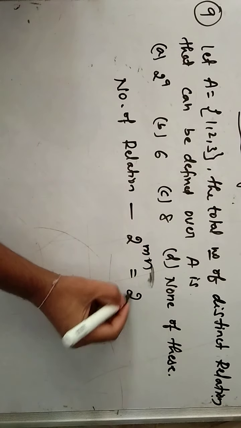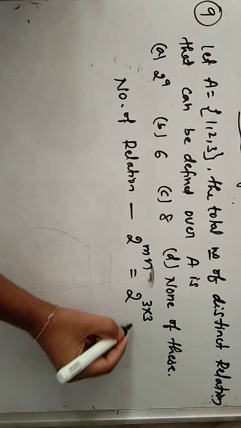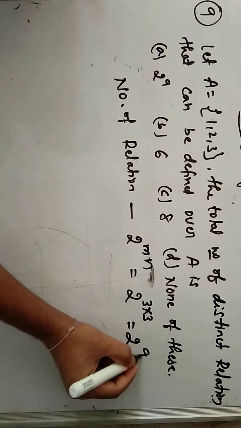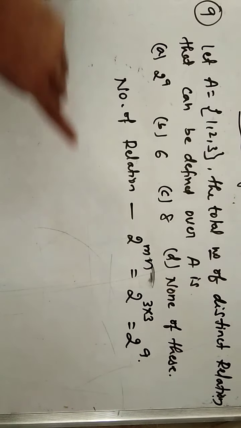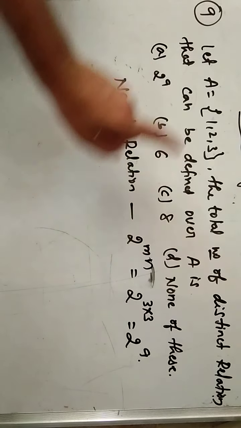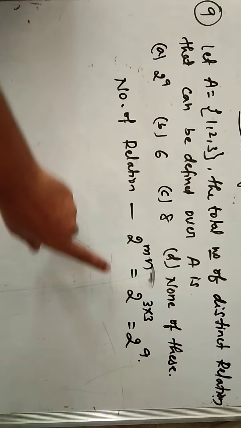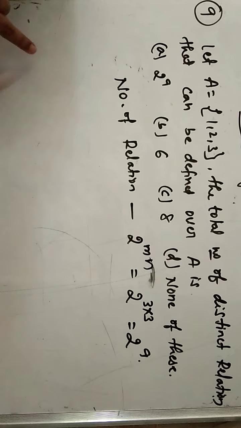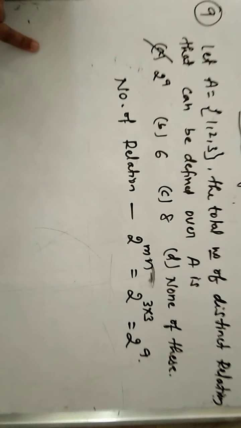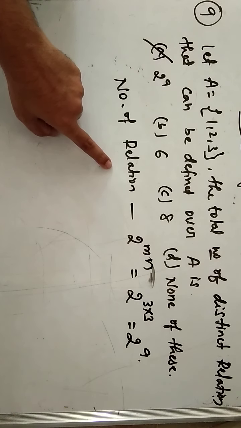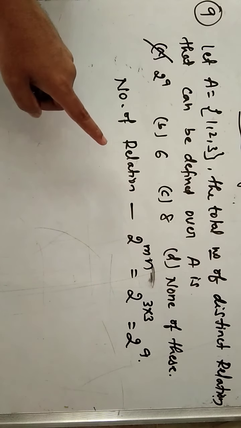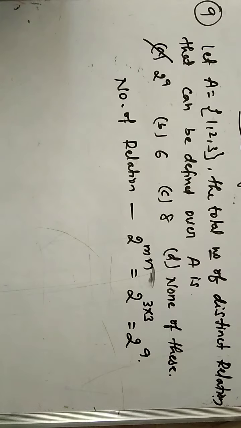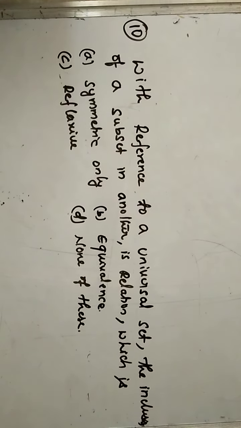That's why 2 to the power of 3 cross 3, that is nothing but 2 to the power of 9. How many distinct relations can we make from set A to A? That is 2 to the power of 9, which is the first option. This is so easy. You should remember the number of relations, number of functions. Okay? We will find the number of subsets we can make like that. Okay? Next problem.